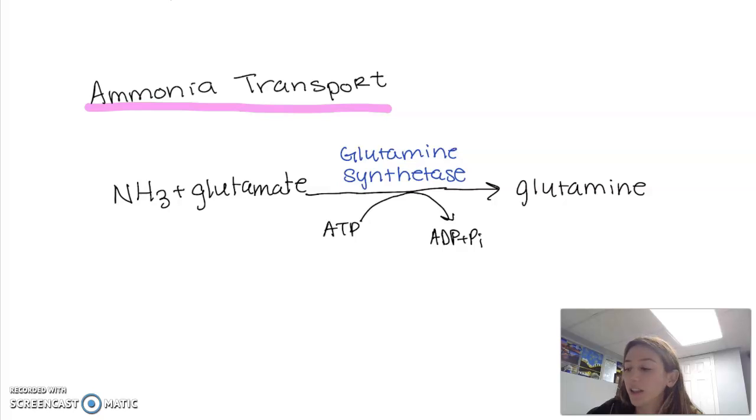The ammonia is combined with glutamate to form glutamine, and the enzyme that catalyzes this reaction is glutamine synthetase, and ATP is used in this reaction as well. So glutamine will be released into the blood and it travels back to the liver, and that's where this conversion will happen. And then in the liver, the ammonia is also used to form urea.